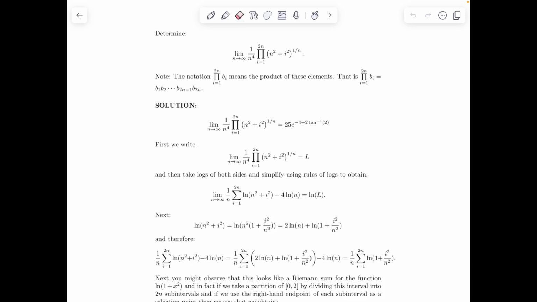This question is from Riemann sum. So let's try this. Before you see the solution, it's better if you can do it by yourself and then come and match the solutions.